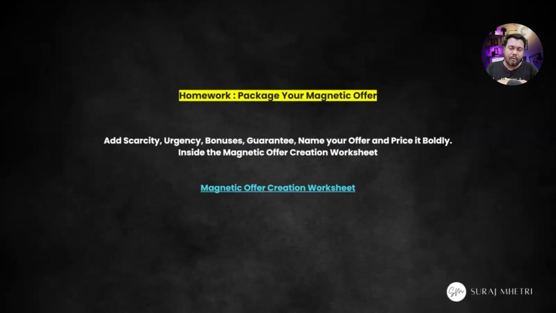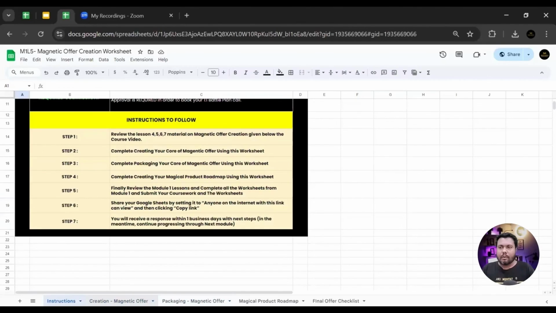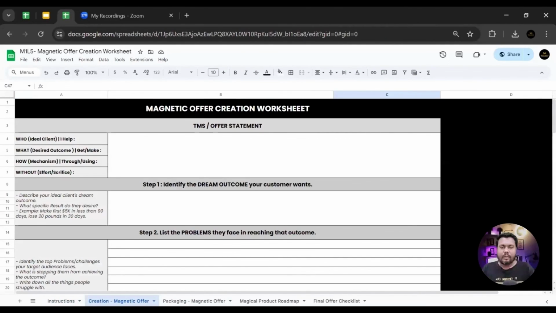Okay. Now you might have already downloaded the magnetic offer creation worksheet in the previous lesson and completed crafting your offer. Open that same worksheet and complete the packaging of your offer in tab number 3. Once you go to this tab, you can see tab 1 is all about instructions. Tab 2 is creating your magnetic offer that we discussed in the previous lesson. Now it's all about packaging your offer.